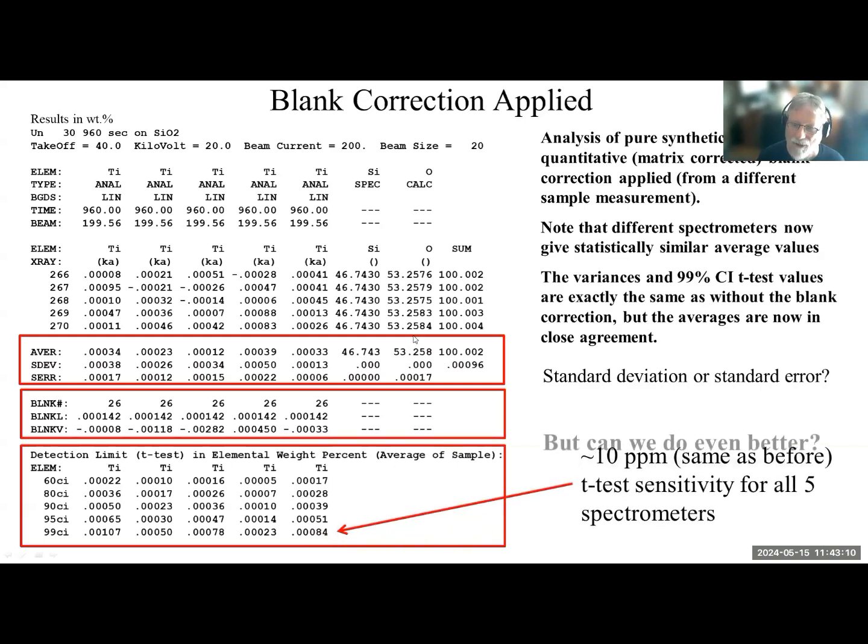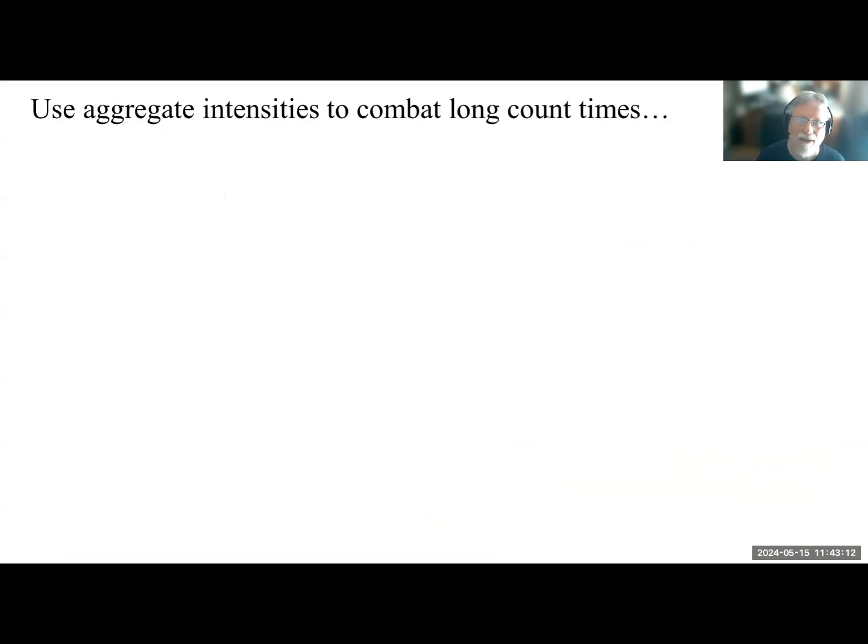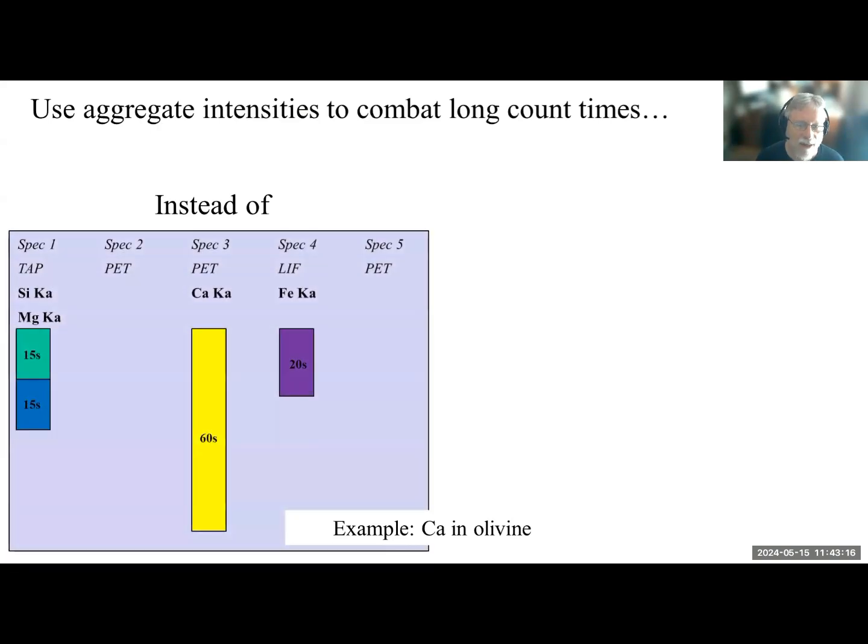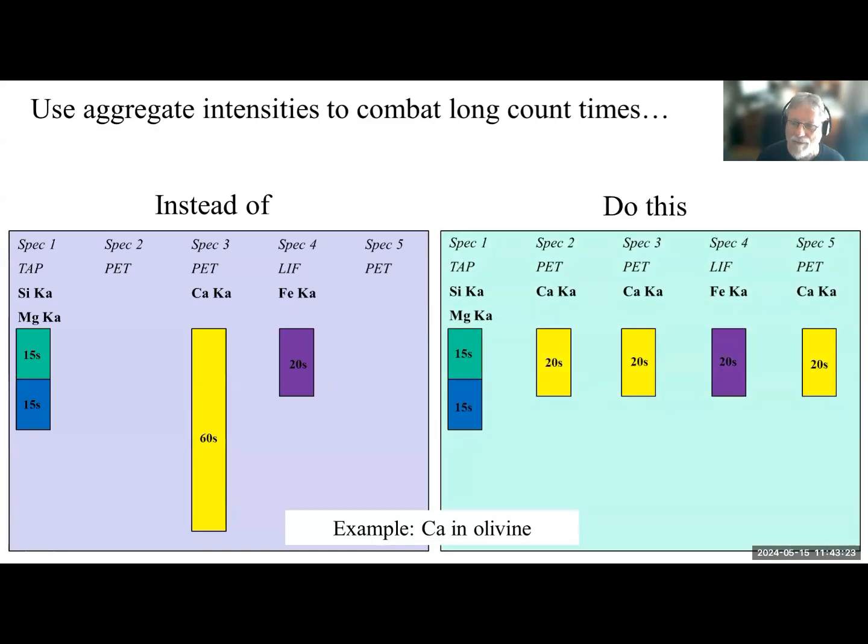Okay, so could we do even better? Well, yeah, we can. We can use the aggregate method. And so this is a little schematic that Annette put together for me. You could measure calcium if it was a trace element 60 seconds here on one spectrometer. But if you measure it for 20 seconds on multiple spectrometers, you can combine those as though they're one giant spectrometer and get the similar statistics, okay, in much less total time of your analysis.